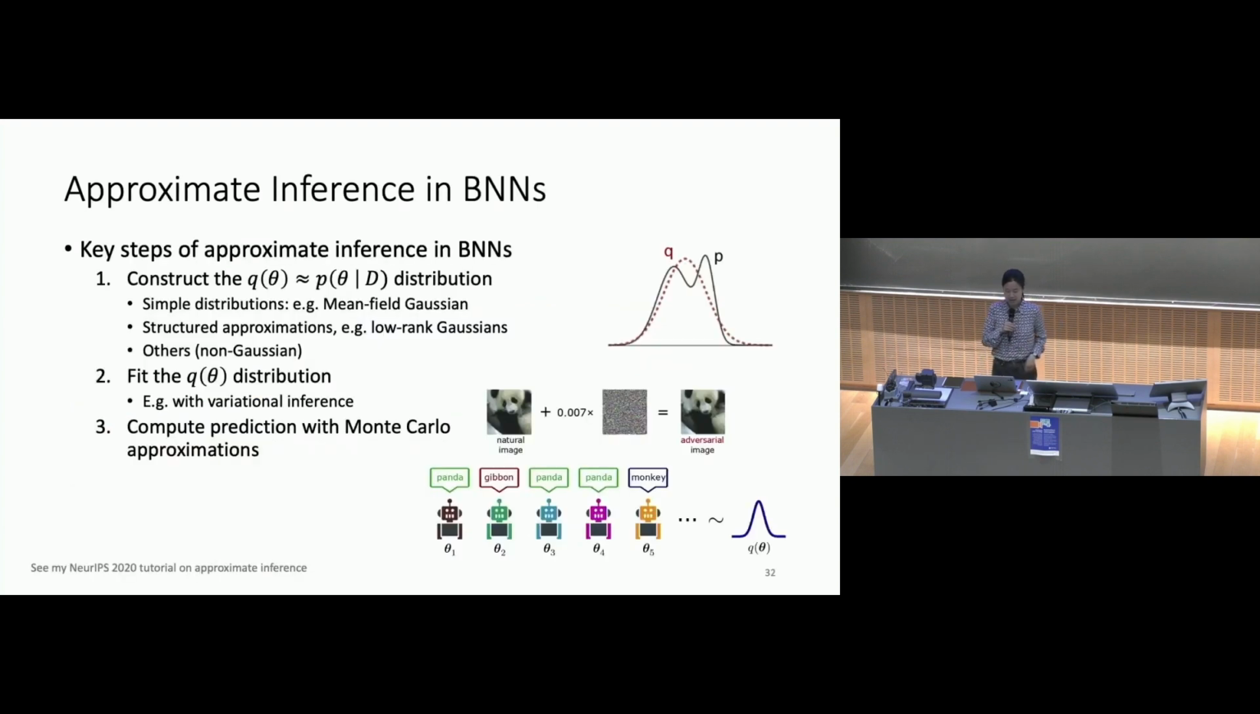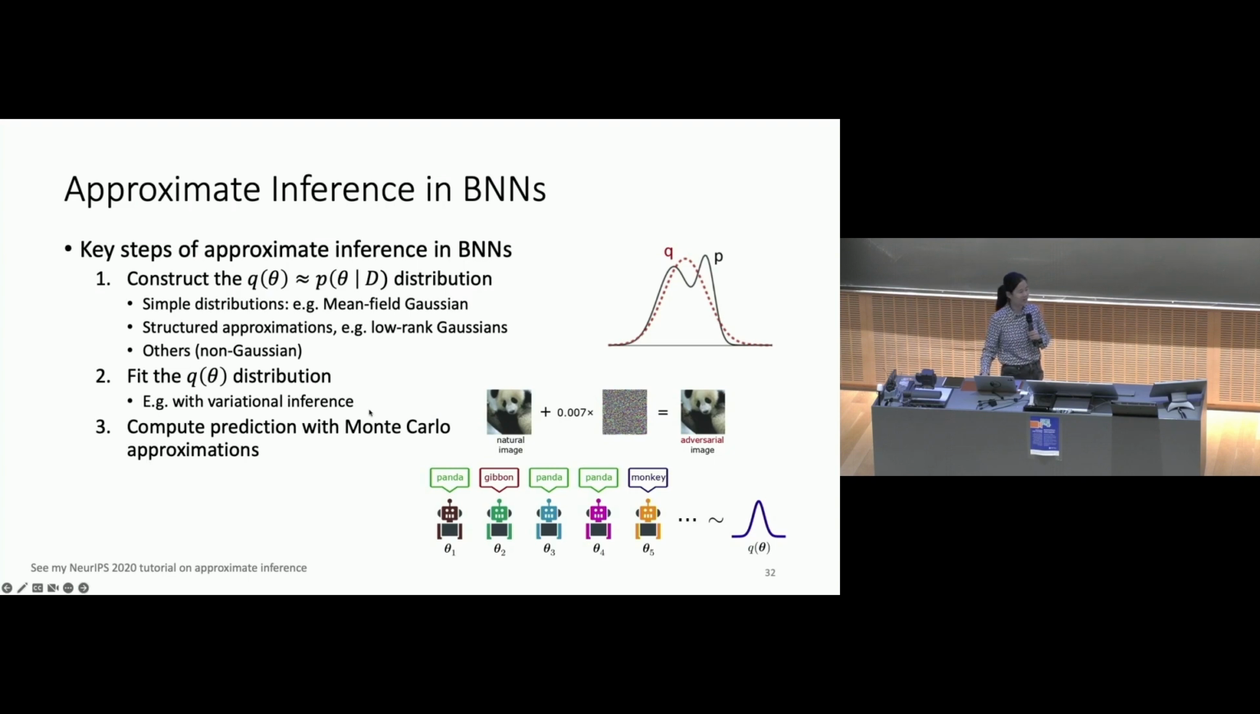Okay, so just a very quick recap. These are the 3 steps that you need to perform approximate inference in Bayesian neural networks. And in particular, we are going to do variational inference. And we just have talked about, in principle, how variational inference works.